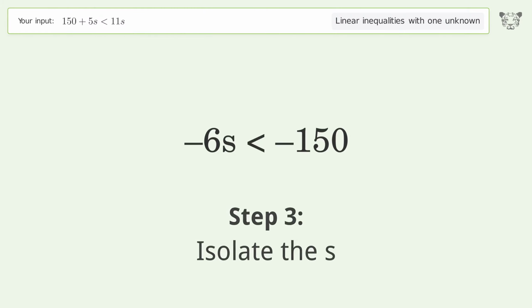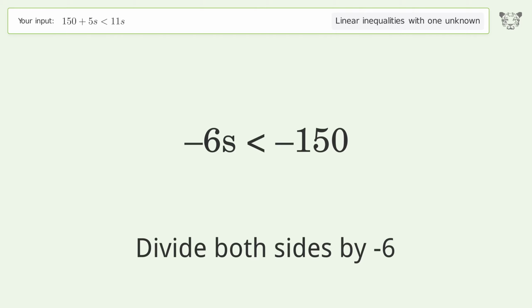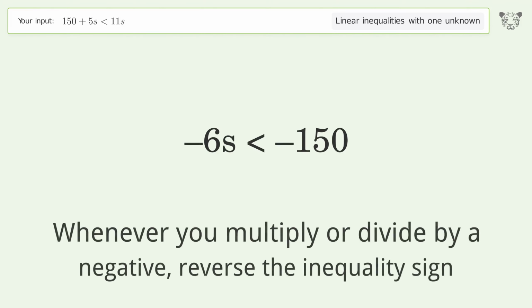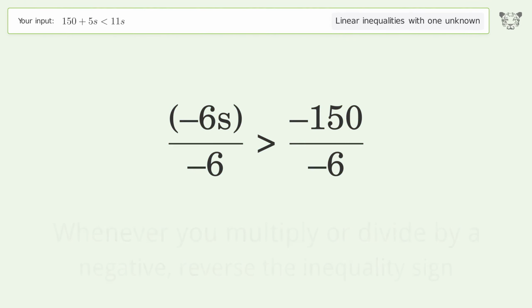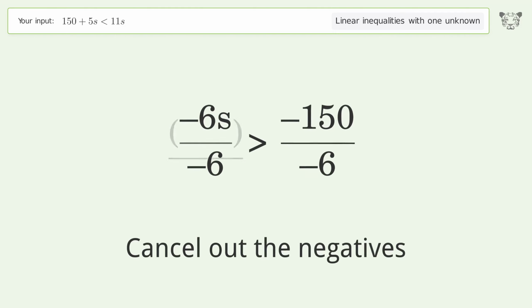Isolate the s. Divide both sides by -6. Whenever you multiply or divide by a negative, reverse the inequality sign. Cancel out the negatives.